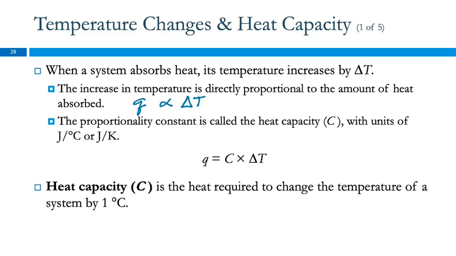So to make that into an equality, we have to put in a proportionality constant. We're going to call that C, heat capacity. That would have units of joules per degree Celsius, because then the units would come out. So C would be in units of joules per degree Celsius, and then you'd multiply by degrees Celsius, and the Celsius temperatures cancel out, and you have joules, which is a unit of energy. So the heat capacity is the heat required to change the temperature of a system by 1 degree Celsius.